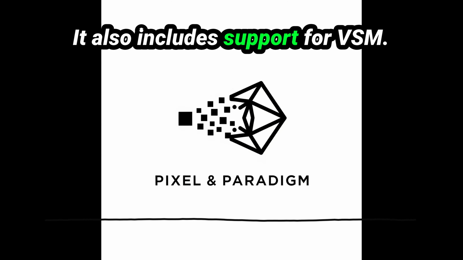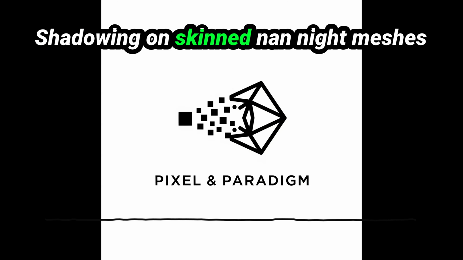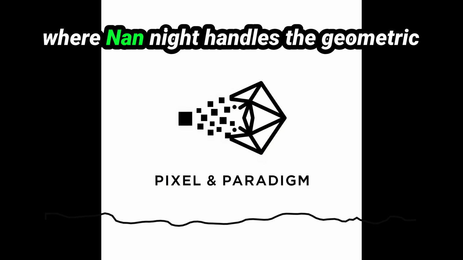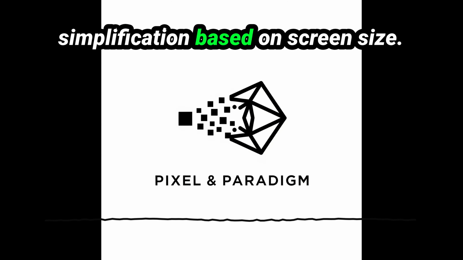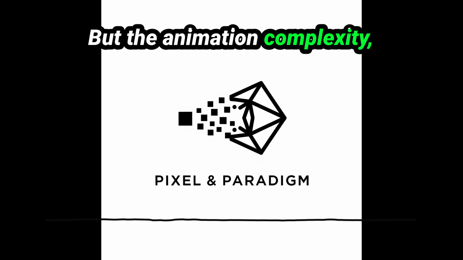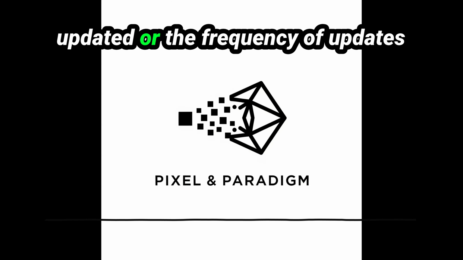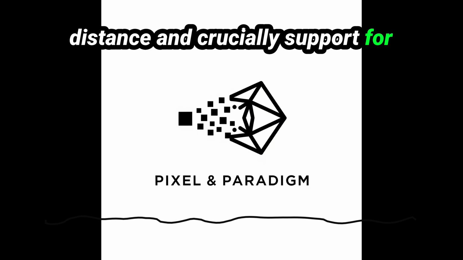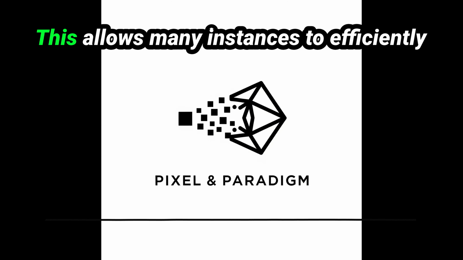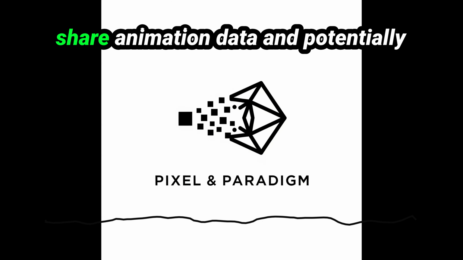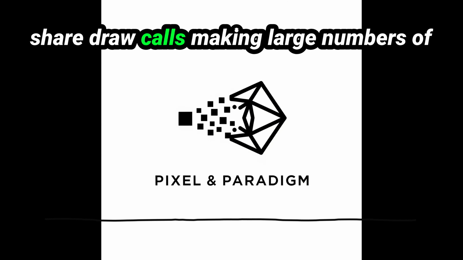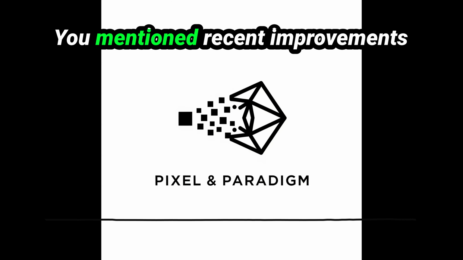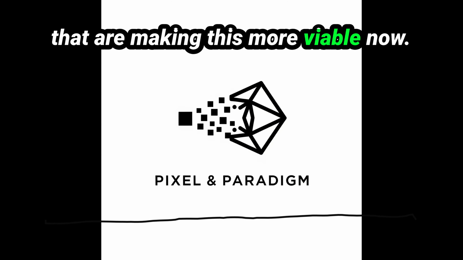It also includes support for VSM shadowing on skinned nanite meshes, the ability to use separate animation LODs where nanite handles the geometric simplification based on screen size, but the animation complexity, maybe the number of bones being updated or the frequency of updates, can be reduced independently at distance, and crucially, support for instancing with animation banks. This allows many instances to efficiently share animation data and potentially share draw calls, making large numbers of animated instances much more feasible. You mentioned recent improvements that are making this more viable now.